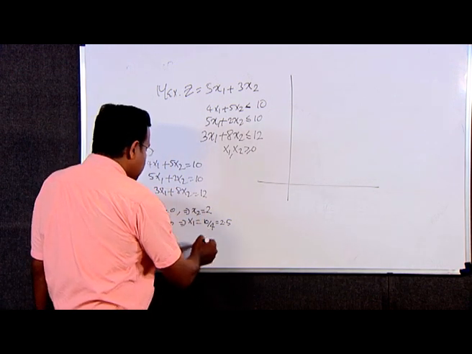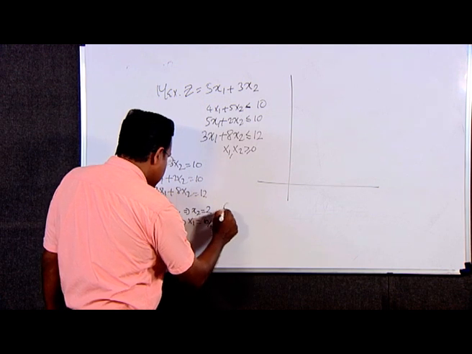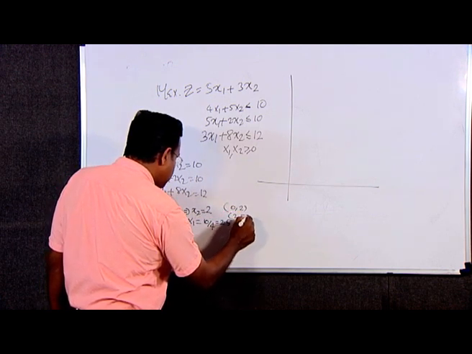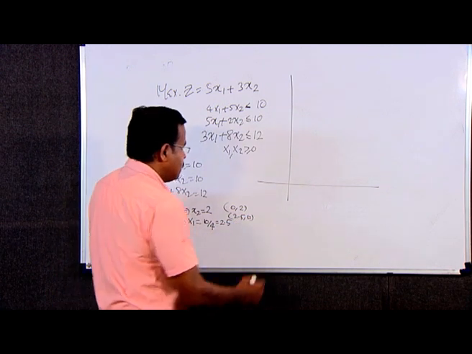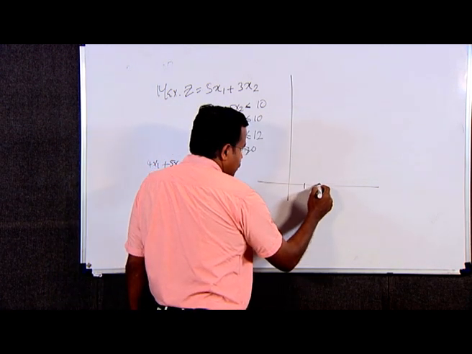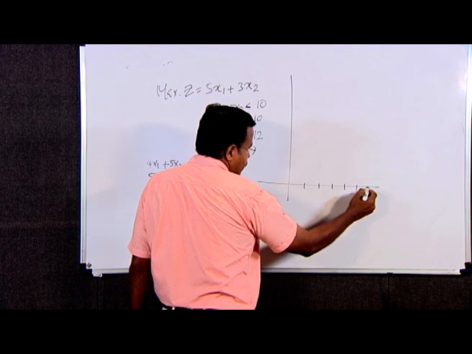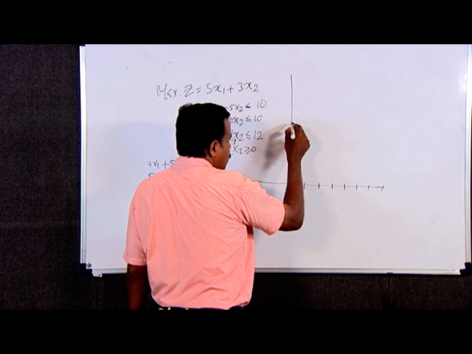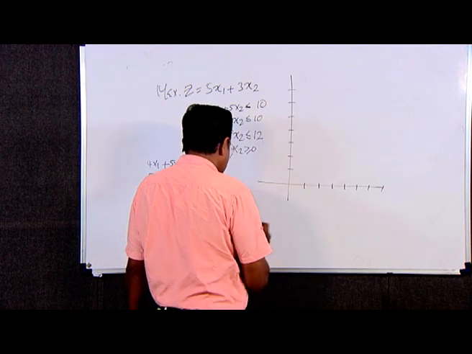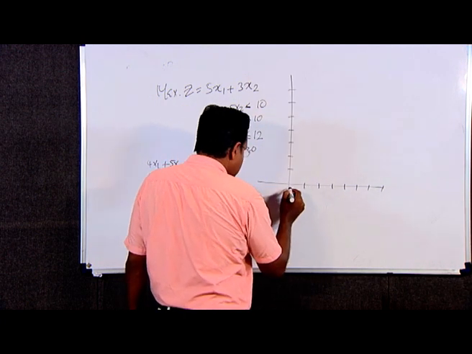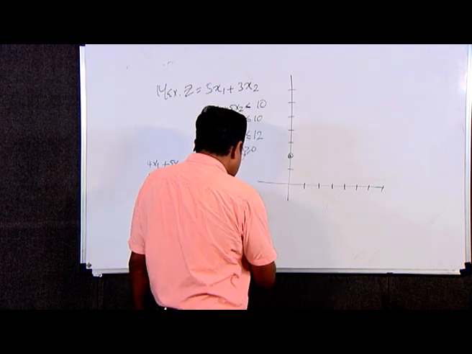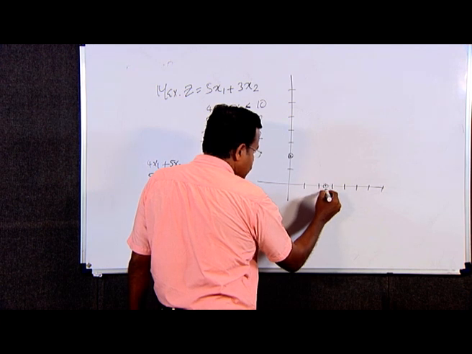So, the points are (0, 2) and (2.5, 0). Let the axes be marked 1, 2, 3, 4, 5, 6, 7, similarly 1, 2, 3, 4, 5, 6, 7. So, the point is x value 0, y value 2, this is one point. Then x value 2.5, y value 0.